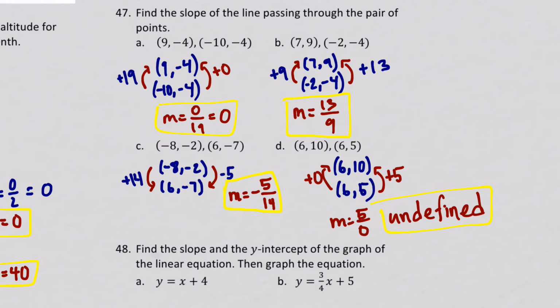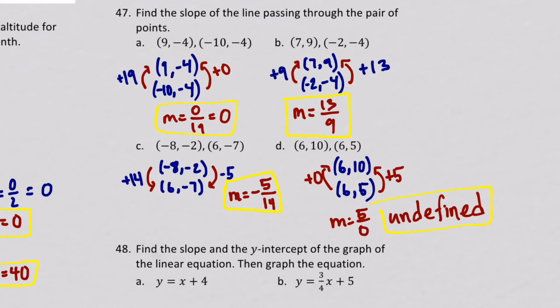Okay, so here we go. These are the correct answers for B, C, and D. In B, you have 7, 9, and negative 2, negative 4. The rate of change on the x's is plus 9, and on the y's is plus 13. So your slope is 13 over 9, which you cannot simplify any further, so that's fine if you leave it like that.